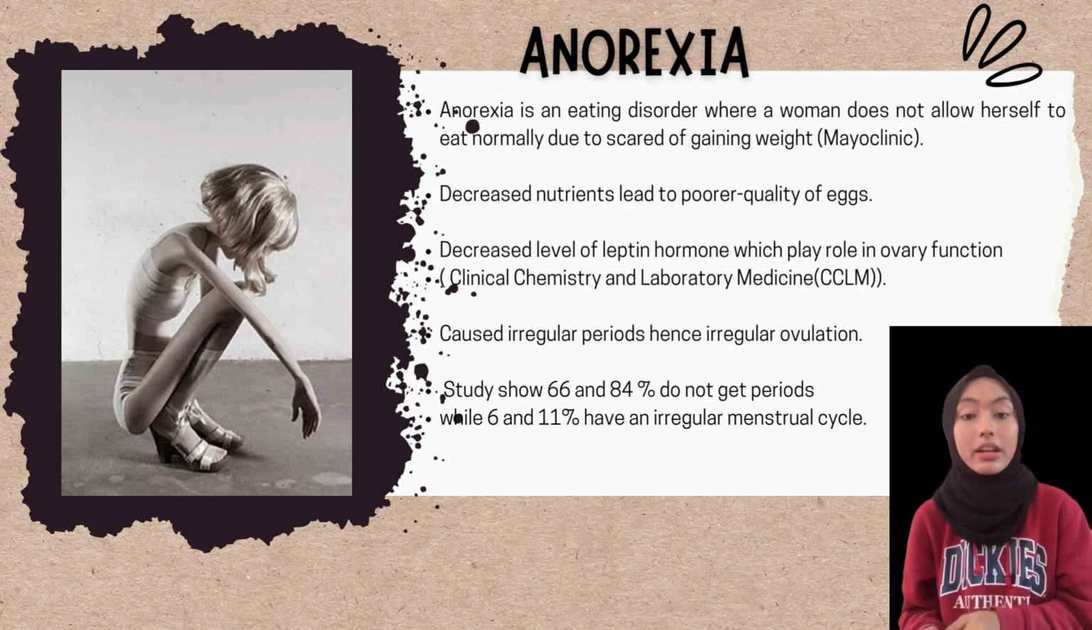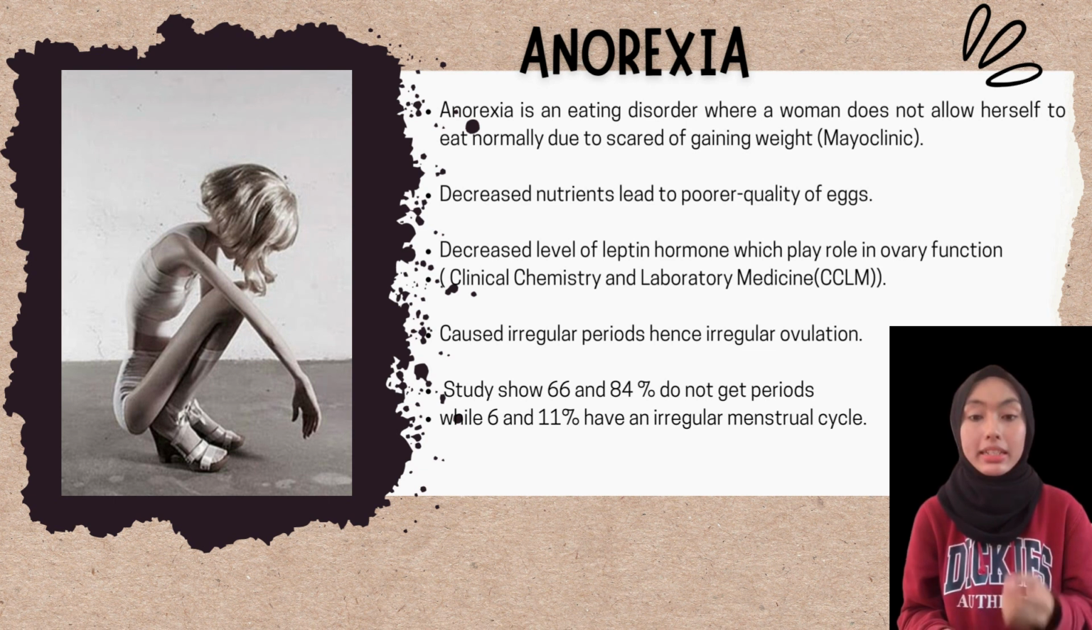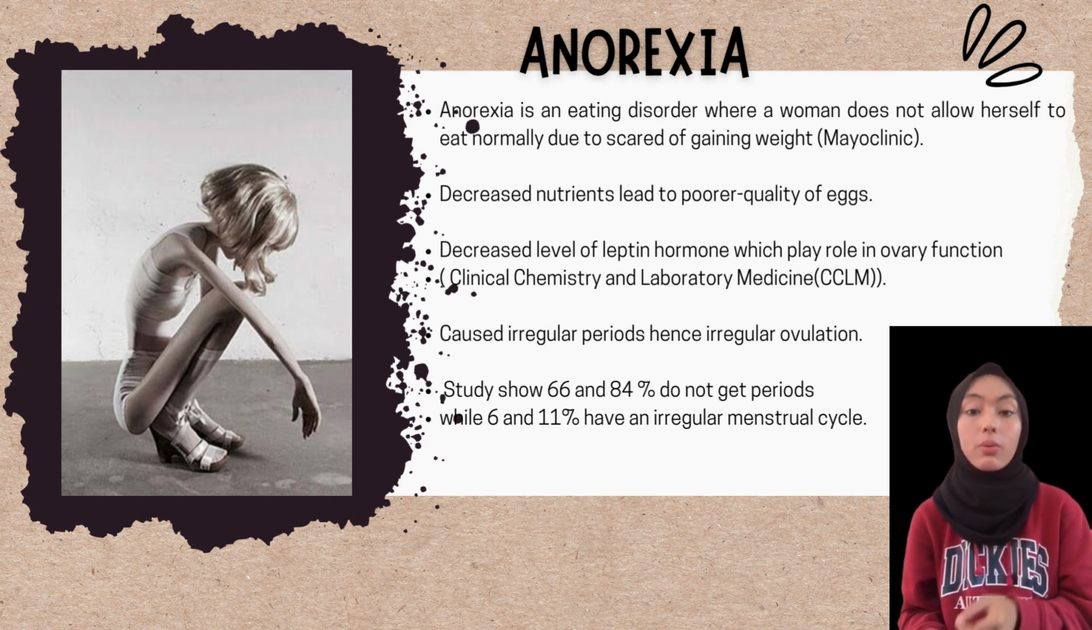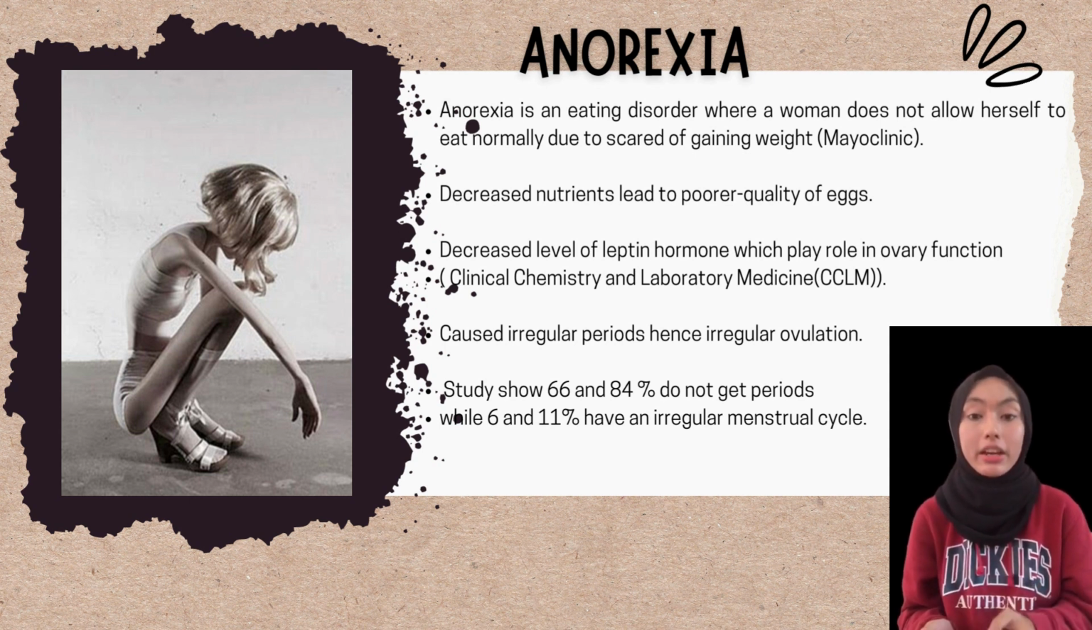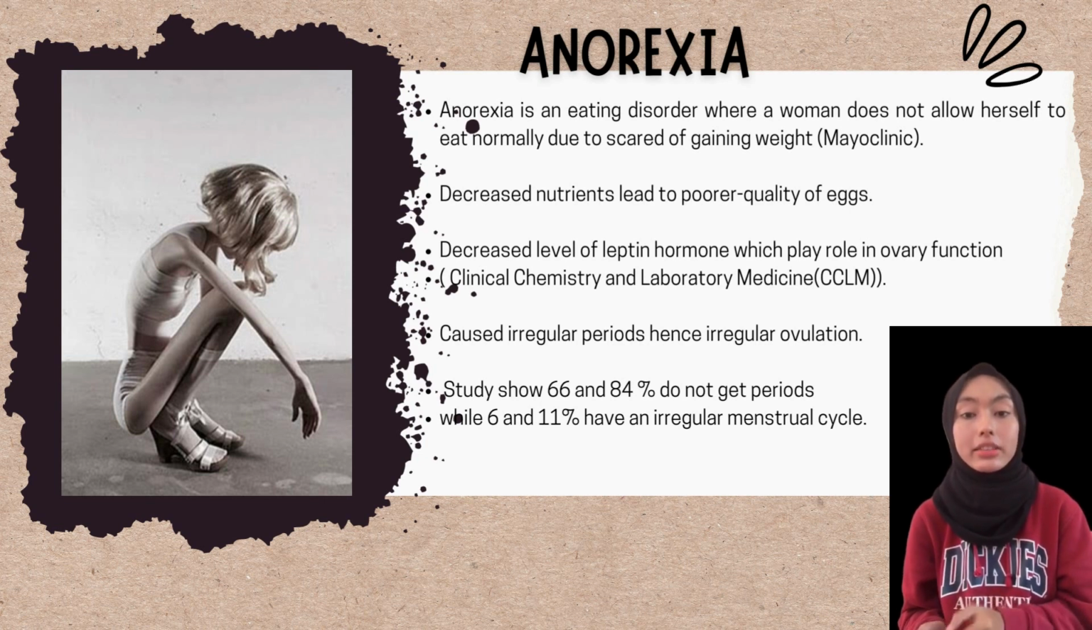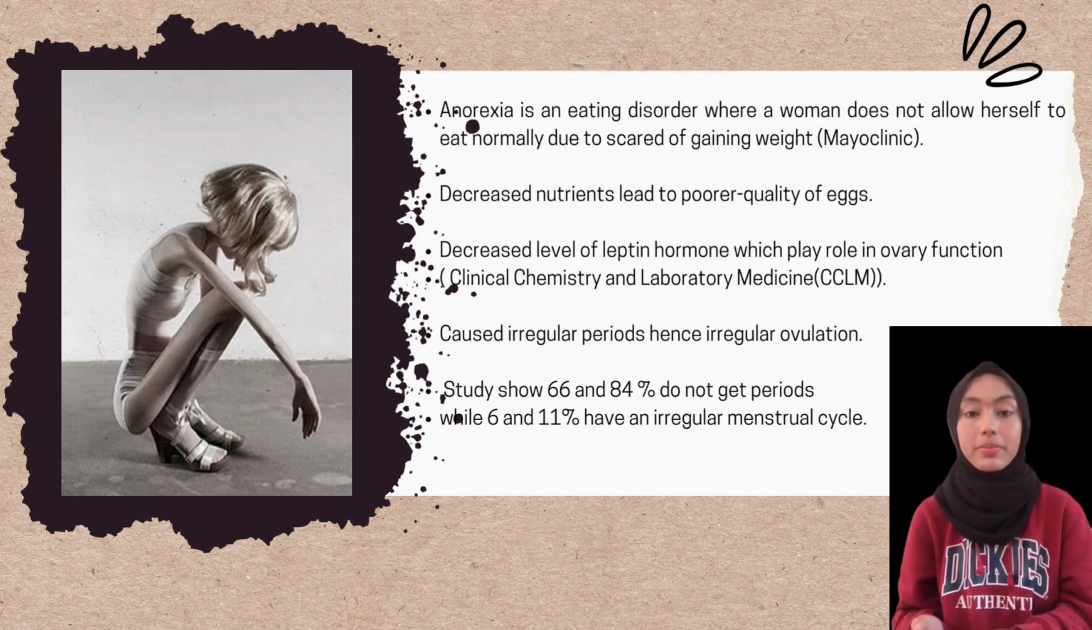Anorexia also causes an irregular menstrual cycle. Based on some studies, between 66 and 84% of women with anorexia nervosa do not get a period, and between 6 and 11% have irregular periods. Irregular periods lead to irregular ovulation, and irregular ovulation can cause difficulty in getting pregnant.